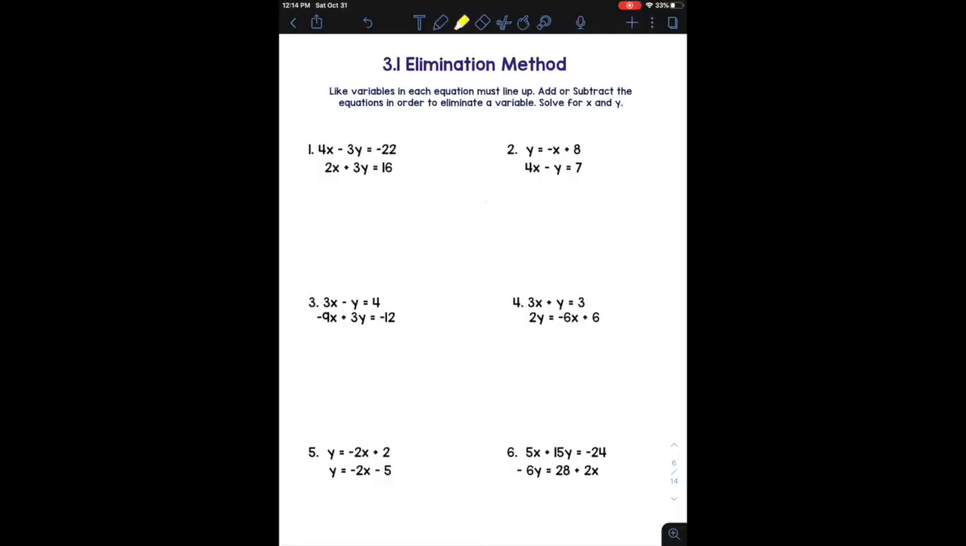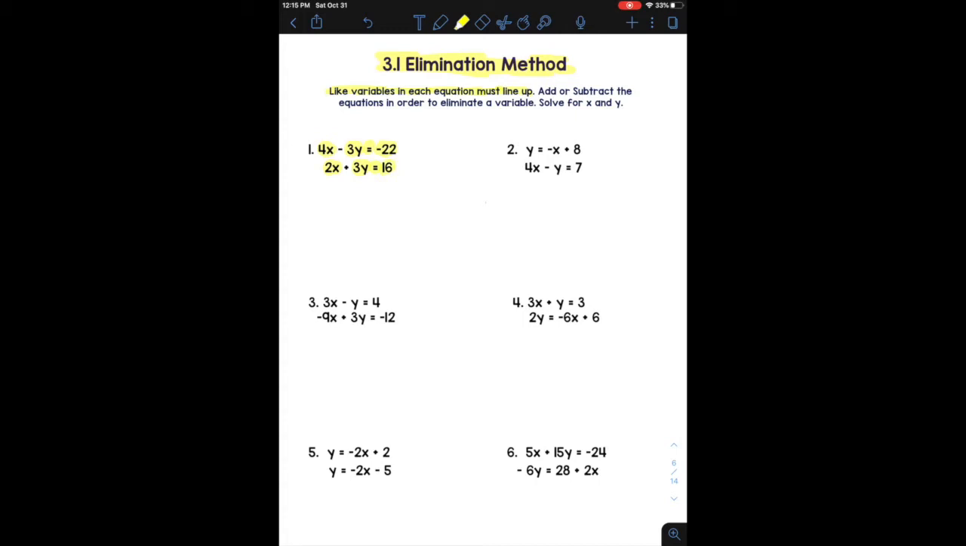Guys, this video is on our last method in solving systems of equations, called the elimination method. What we want for the equations in the elimination method is for the like variables in each equation to line up vertically. For example, in number 1, as you could see, the terms with the x in it are lined up vertically, with the y lined up vertically, the equal signs are lined up, and the numbers with no variables in it are lined up to the right side.